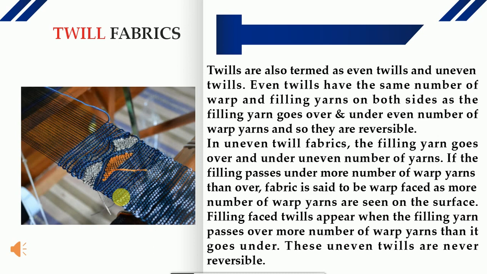If the filling passes under more warp yarns than over, the fabric is said to be warp-faced, as more warp yarns are seen on the surface. Filling-faced twills appear when the filling yarn passes over more warp yarns than it goes under. These uneven twills are never reversible.